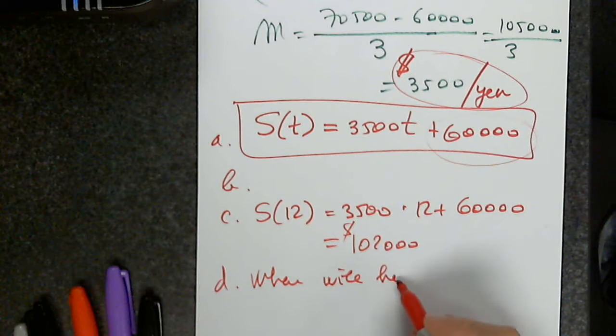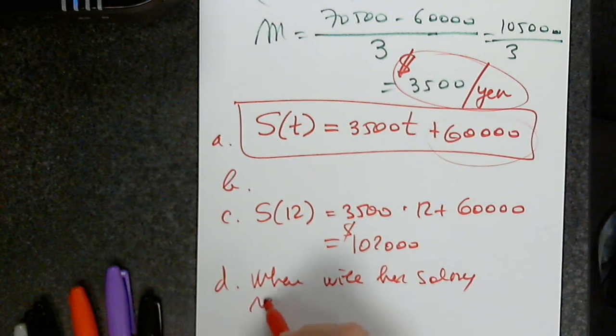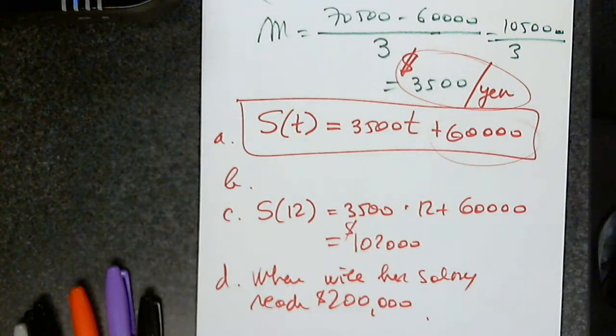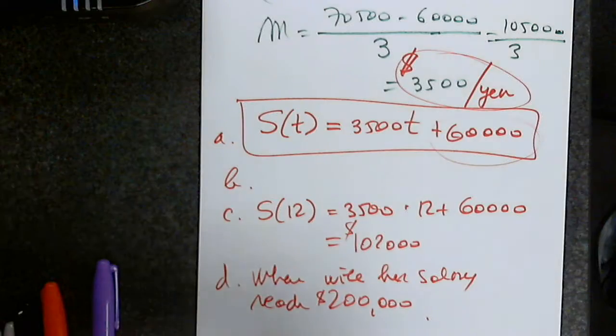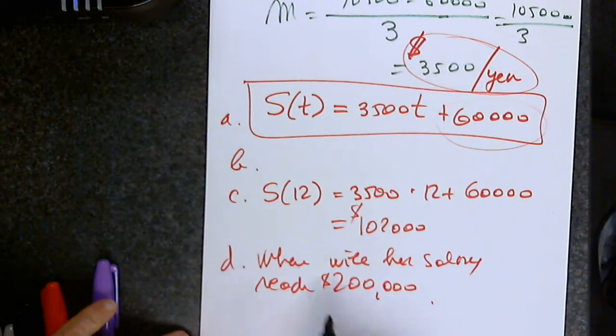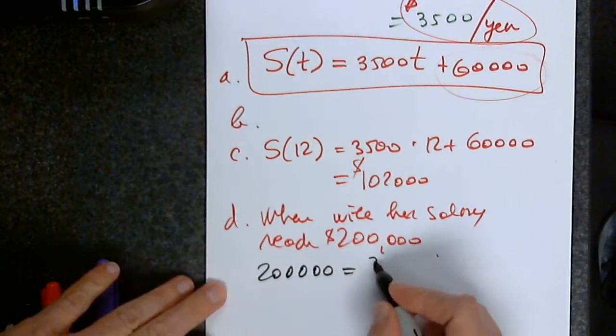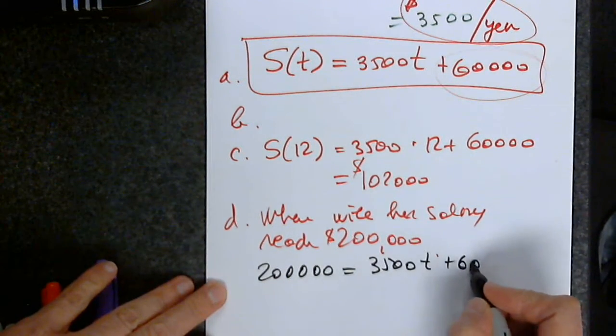Okay. So my question is, when will her salary reach 200,000? Assuming that that's possible with this firm, and assuming that the relationship between S and T is still valid. So what do I have to do? So replace S of t: 200,000 equals 3,500 t plus 60,000.